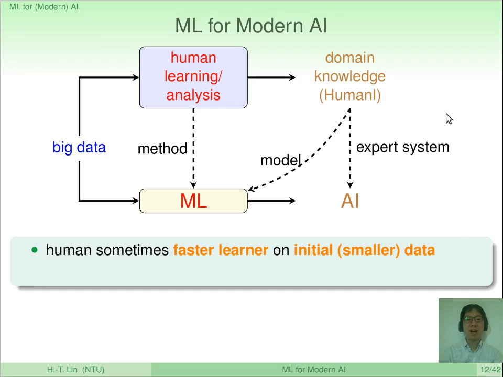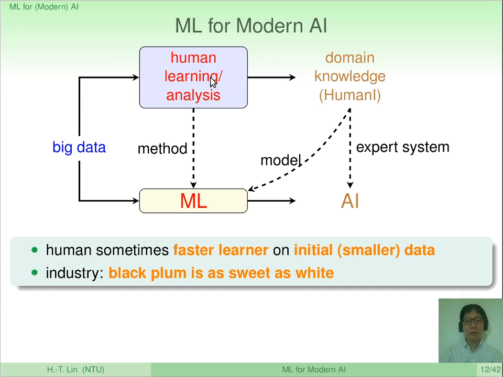Because humans are actually pretty good learners in lots of things. For example, when there's very little data, machine learning cannot work that well. Current machine learning is built on the premise of bigger data. For smaller data, for some initial conditions and so on, human learning may be helpful. Humans may learn faster.